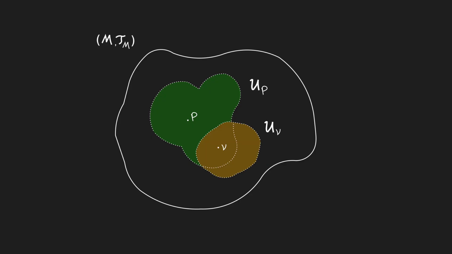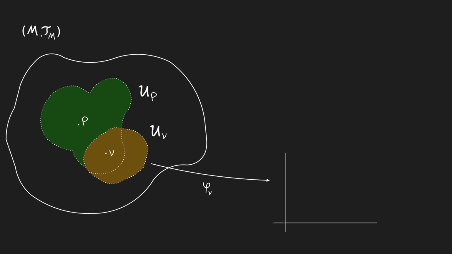So consider you have another open set which is overlapping. The great thing about manifolds is that you can make transitions and go from one chart to another. So imagine you have a chart defined. This is, by the way, called a chart, and a collection of charts is called an atlas. So this is a chart, for example, for point V.